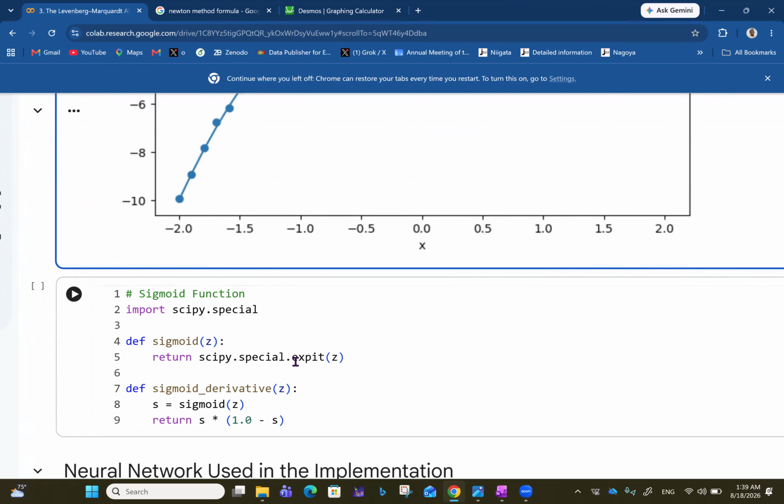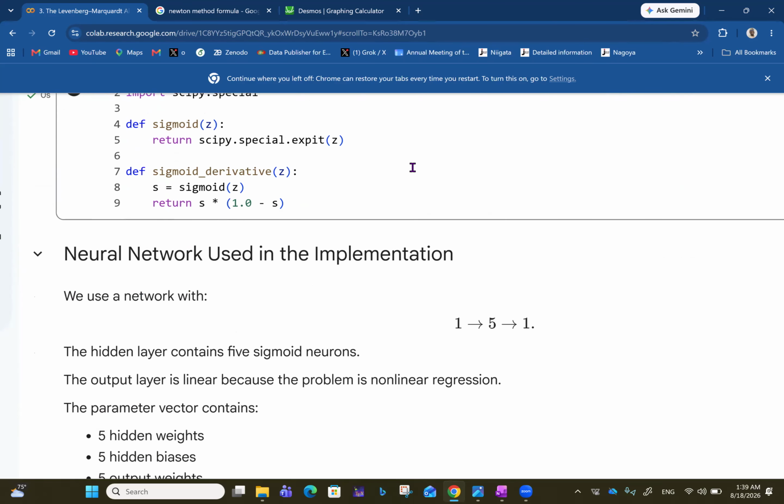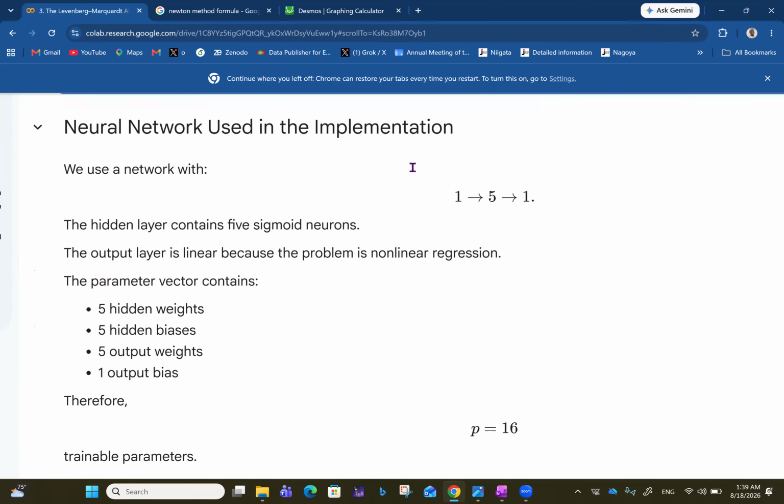And here we define the sigmoid function, using SciPy's special expit, which is what gives the sigmoid function, and then the derivative of that, which is s multiplied by 1 minus s. So we can have this also. No result here, but it's heading forward. That's ahead of what we are going to have next.